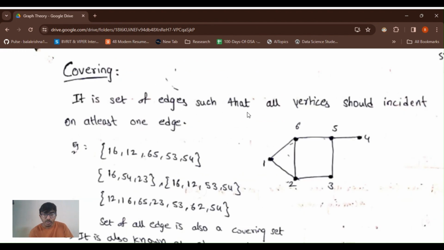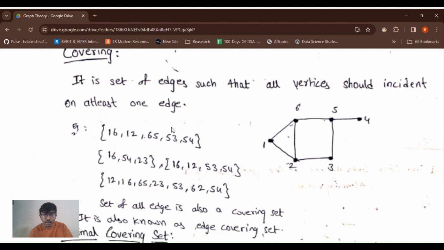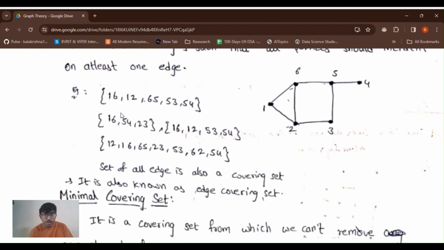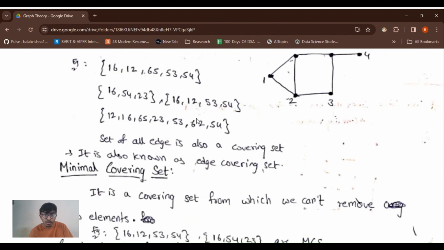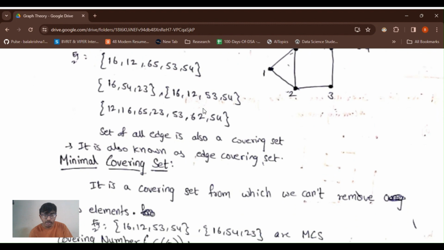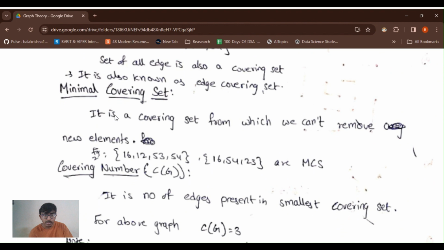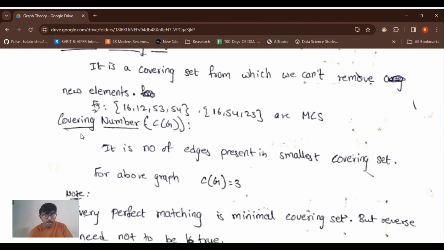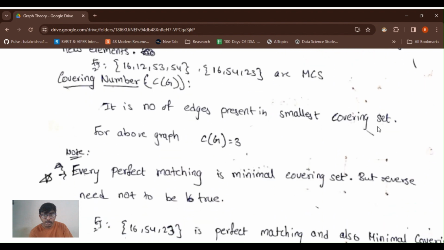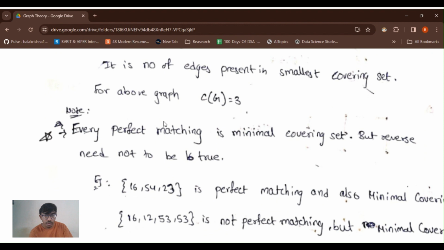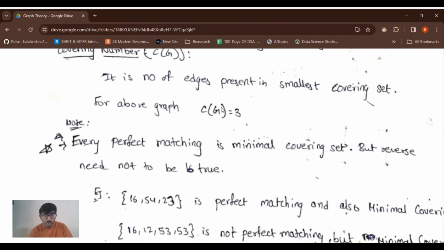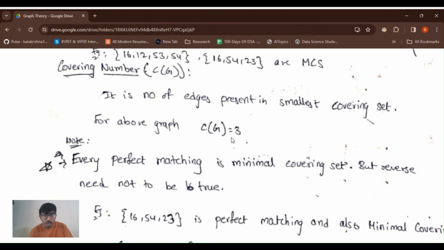Covering is a set of edges such that all vertices are incident on at least one edge. So 1 6 and 1 2, 6 5, 5 3, 5 4 is an edge covering set, and these two are also examples of edge covering sets. Minimal covering set is a covering set from which we cannot remove any element. Covering number is the number of edges in the smallest covering set. For the above graph, the covering number is equal to 3.